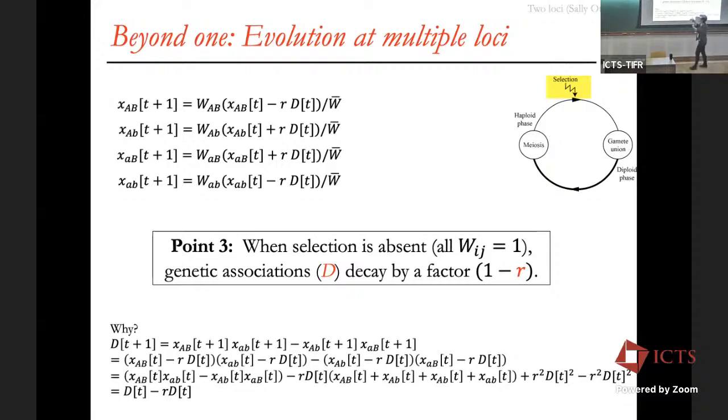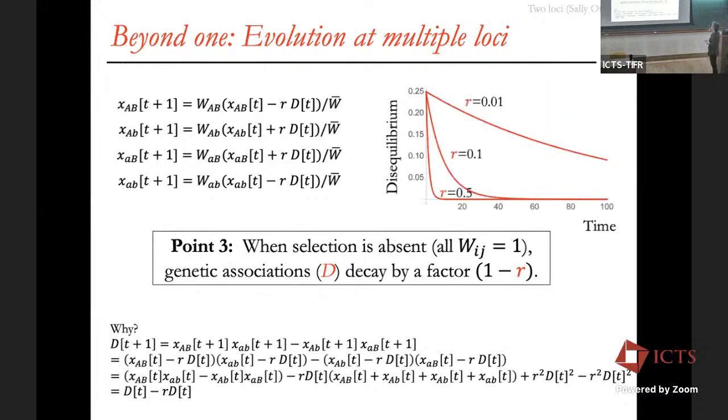And finally, there's a product of r squared D squared, positive here, minus positive r squared D squared. And that all cancels out. And that gives us that the disequilibrium from one generation to the next in the absence of selection decays by a factor 1 minus r. That's come up in lectures before. And so this is just showing you that decay over time with recombination of the initial disequilibrium. Here I started it at the maximum possible disequilibrium, 0.25, and just ran it.